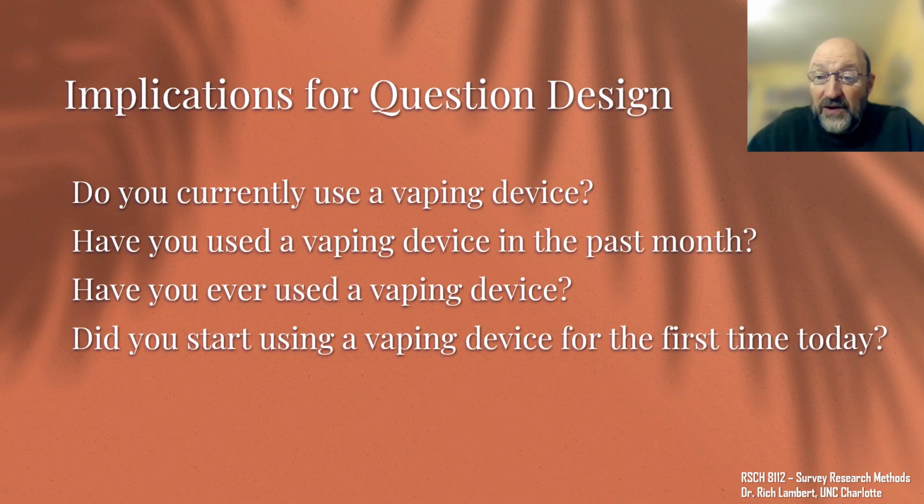So do you currently use a vaping device? Point prevalence. Have you used a vaping device in the past month? Period prevalence. Have you ever used a vaping device? Lifetime prevalence. And did you start using a vaping device for the first time today? This is about new cases or, of course, incidents.